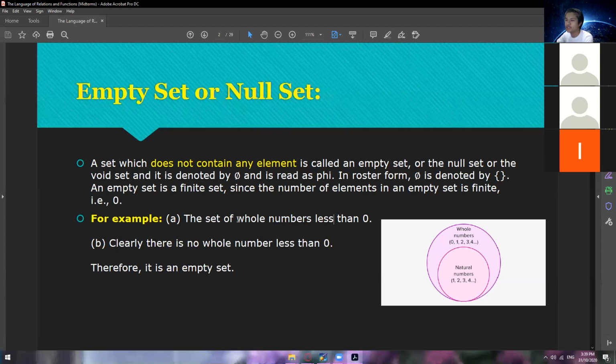So, sabi dito, yung condition natin, the set of whole numbers less than 0. And then, if you're going to take a look on this one, wala naman tayong whole numbers na less than 0. Okay? Ang whole number lang natin is 0 and above. If it's less than 0, that is already an integer. Okay, so hindi na siya whole number. So clearly that we could see that there is no whole number less than 0. So therefore, it is an empty set. Okay, so marami pang example, but this is one example of an empty set. Okay.